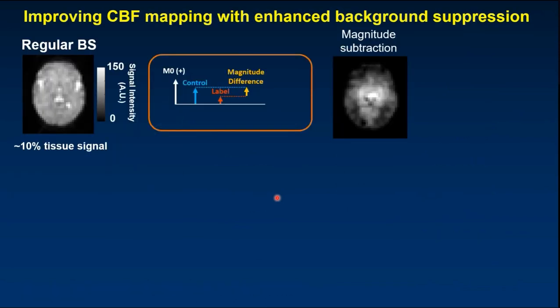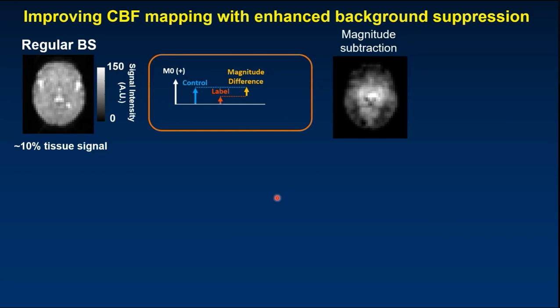A common approach to reduce noise in ASL is to use background suppression. The idea is that we can suppress the signal intensity of background tissue, which is the main cause of the physiological noise, thereby allowing the perfusion signal itself to become more prominent.